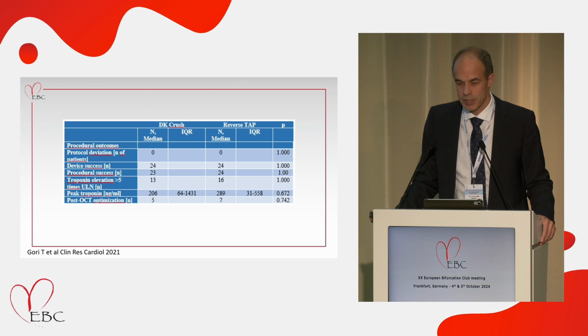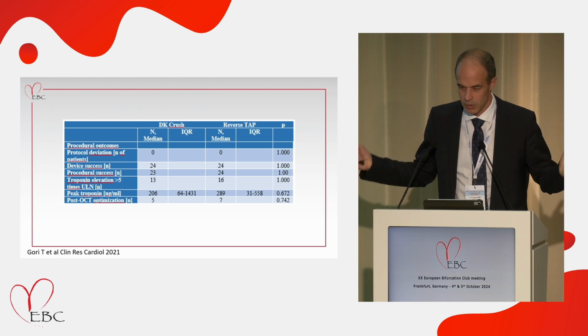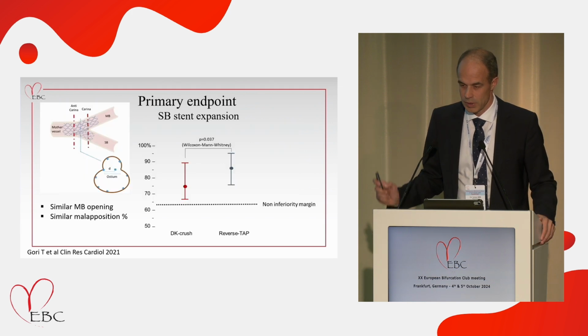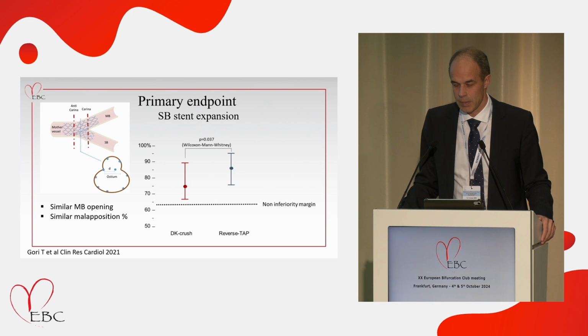In terms of procedural outcomes and safety outcomes, there was no difference. As we learned from the previous presentation, there were quite a few patients with troponin elevation. It was 13, so about 50% in each group, which is what Dr. Montalescot also showed, but no difference between the two groups. And this is the primary endpoint of the trial. The study was again powered for non-inferiority, which was met.